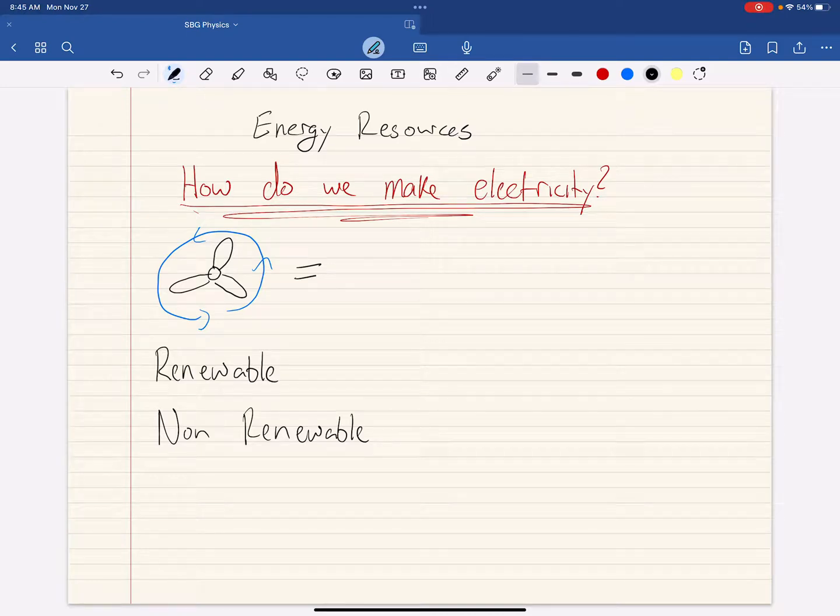Hey everyone, today we're going to be looking at energy resources, which fundamentally asks the question, how do we make electricity? So we're going to be looking at different ways to create electricity, the different materials and resources used to generate electricity, and talk about some of the pros and cons of each one of these things.